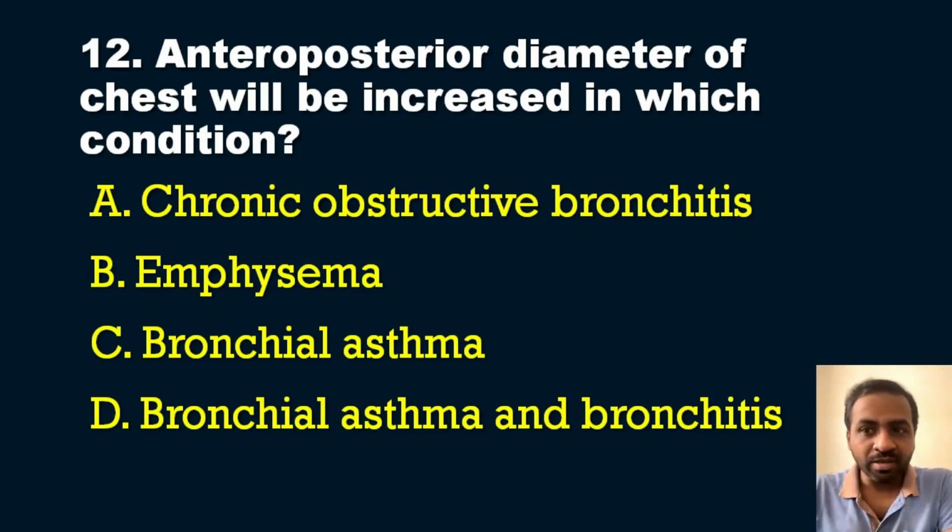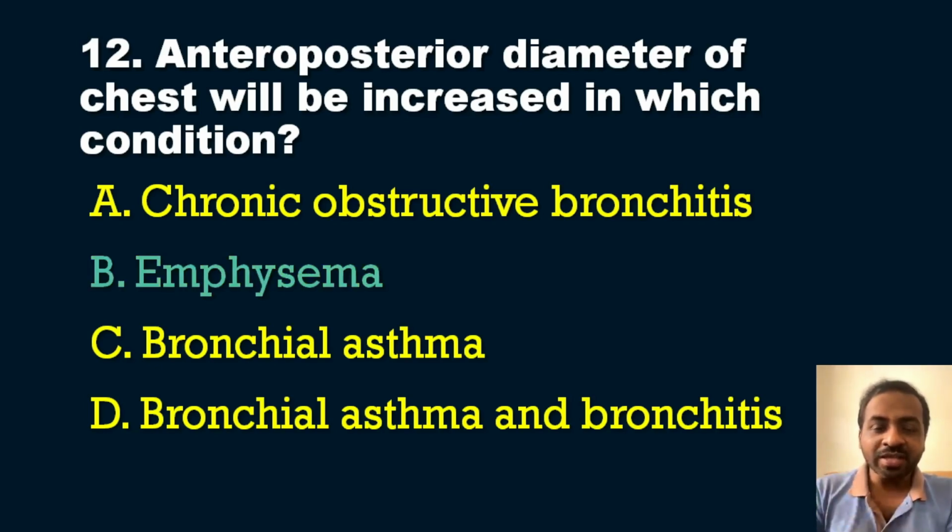So what is the answer? Bronchitis, emphysema, bronchial asthma, and bronchitis. Anteroposterior diameter. Just think about the other name for the increased anteroposterior diameter. You can answer this question very easily. So the answer for this question is option number B, that is emphysema.